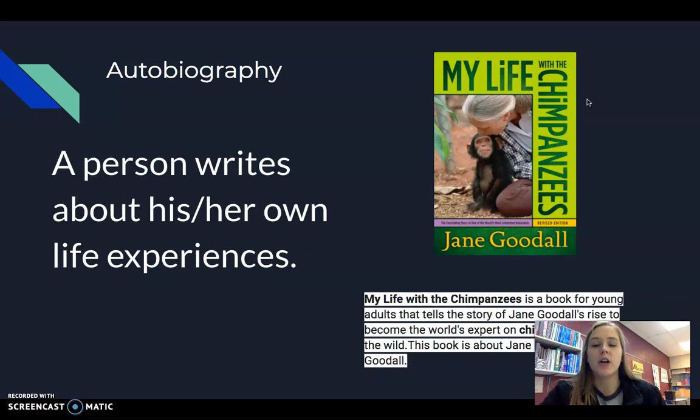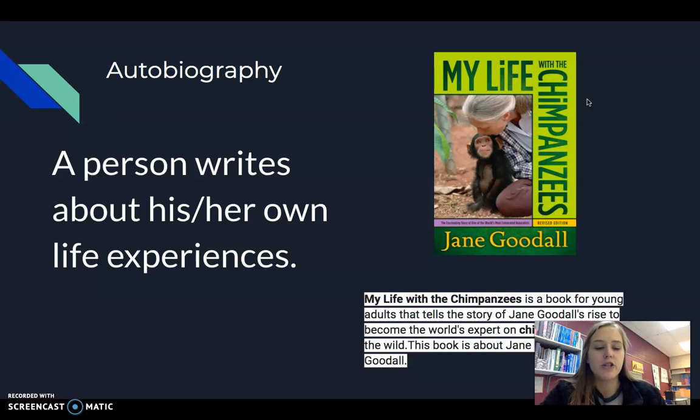Our next genre is autobiography. An autobiography is when a person writes about his or her own life experiences. It would be like if I wrote a story about my life. An example is this book, My Life with Chimpanzees by Jane Goodall. You may have heard of her before.